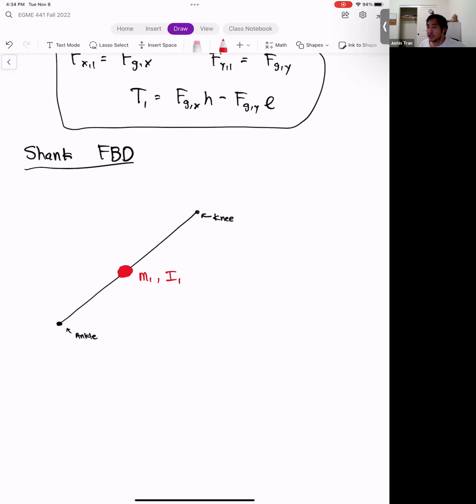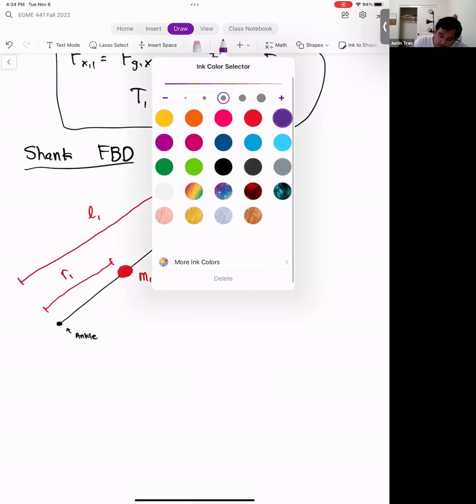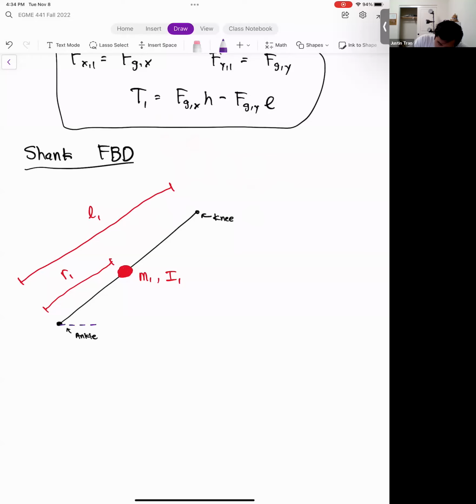Okay, so the center of mass has a mass of m1, and we're going to assume the moment of inertia with respect to the center of mass is I1. We know the distance between the ankle joint and the center of mass is R1, and the length of the entire segment is L1. We also know the joint angle at the ankle joint, which is θ1. That's going to be relevant in this part of the problem.